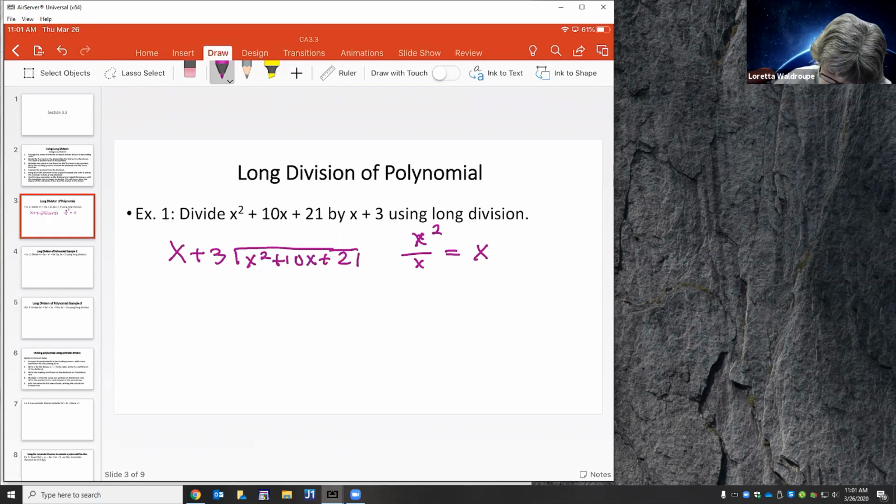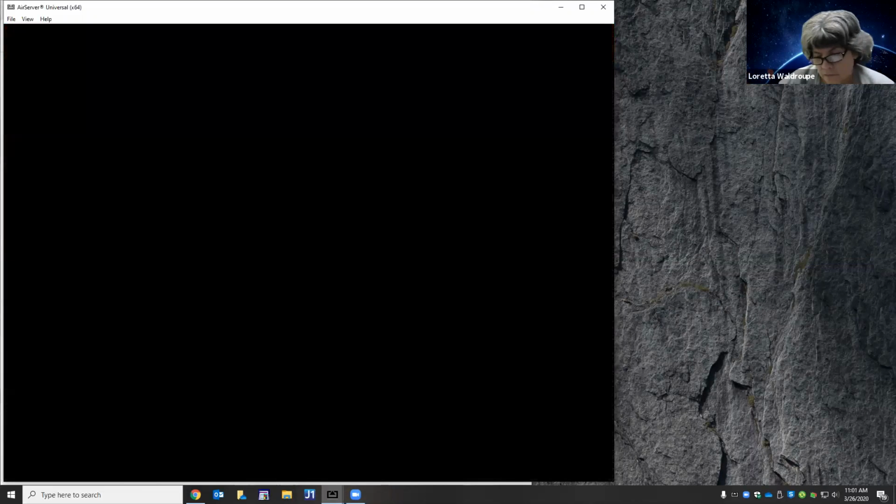Now you need to take that quotient times the x plus 3 that you're dividing by. That gives us x squared plus 3x. But remember, we're subtracting, which means we need to change our signs, okay? Because otherwise people forget to distribute that negative.